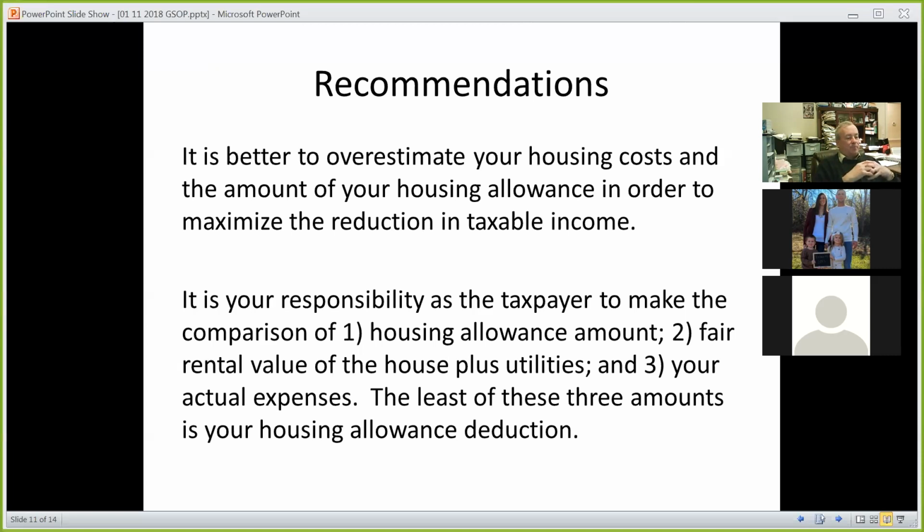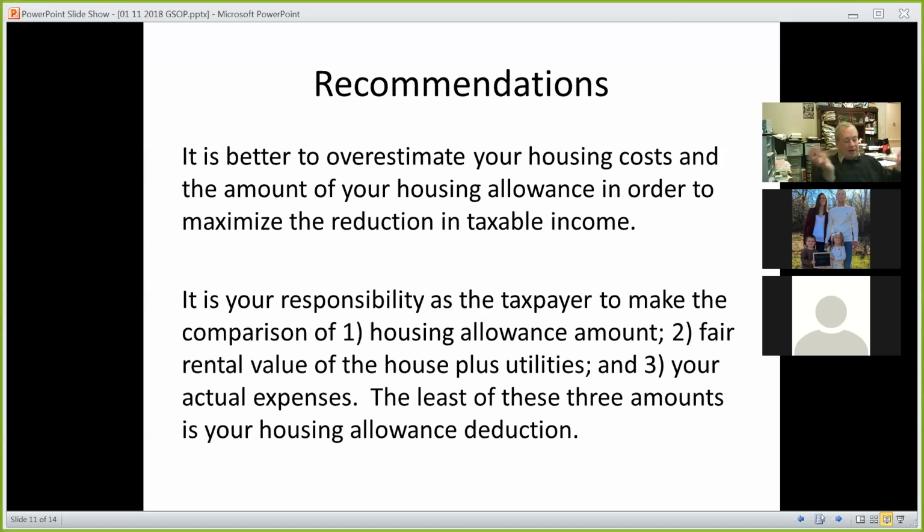So if I pick a big number, say $25,000 for number one, housing allowance, fair rental value is $22,000, and I spend $25,000, the most I get to deduct is $22,000. If I pick 25 for housing allowance, fair rental value is 25, and my actual expenses are 24, I've got $1,000 that I'm going to pick up as additional income.